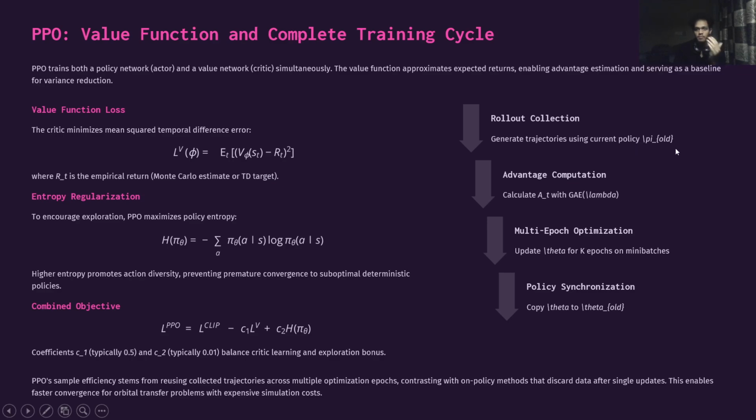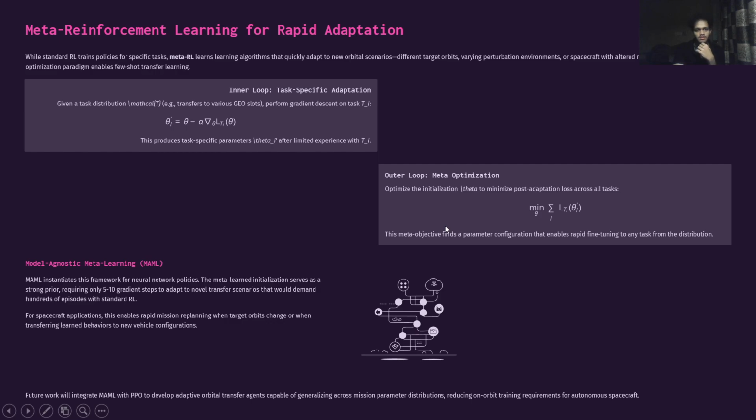Generate trajectories using current policy p theta, old. So the loss function of the value: the value loss function is given by the expected value minus the returns. So we take the expected value of that, and then we also do entropy regularization, because it encourages exploration. Then we do the combined objective: LPPO is equal to LClip, and we also add the entropy regularization and the value function loss. So yeah, multi-epoch optimization is also happening here.